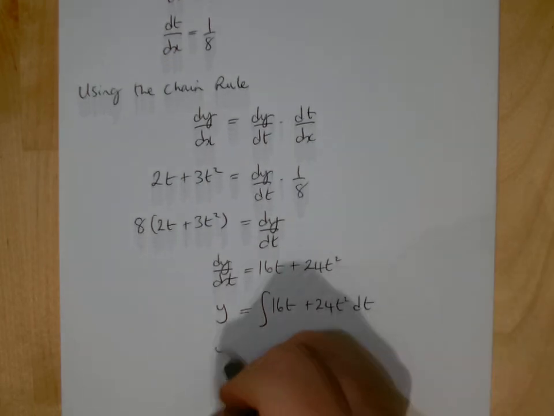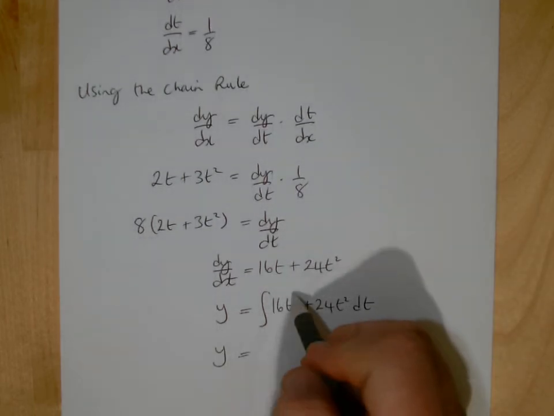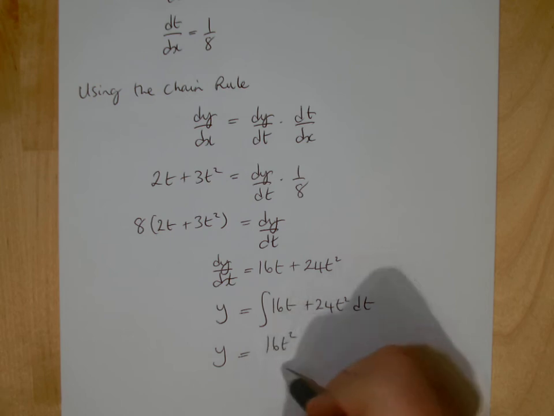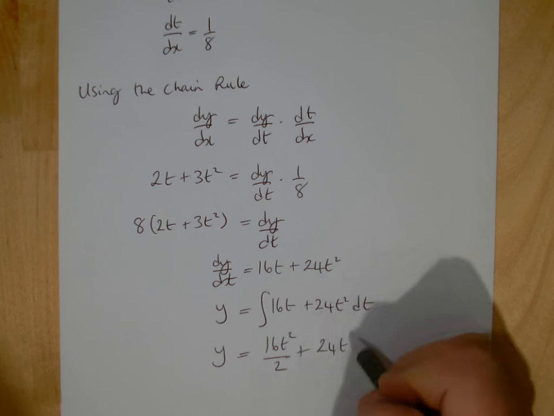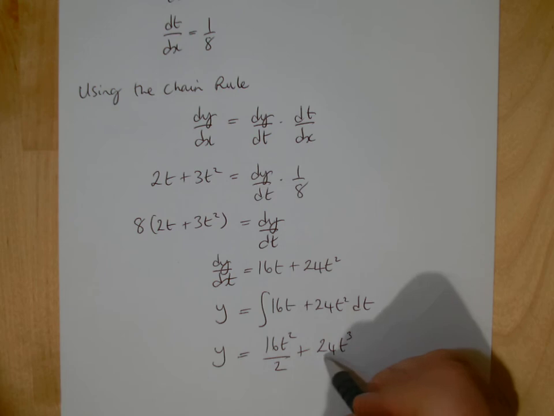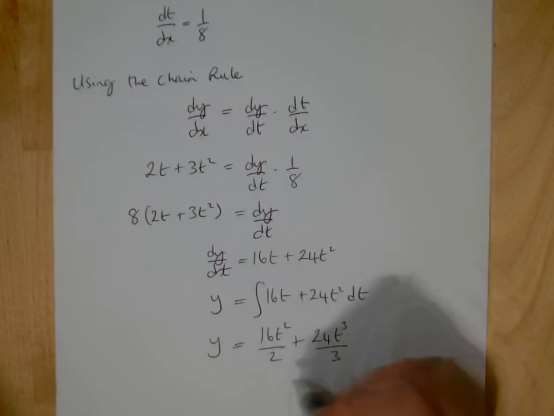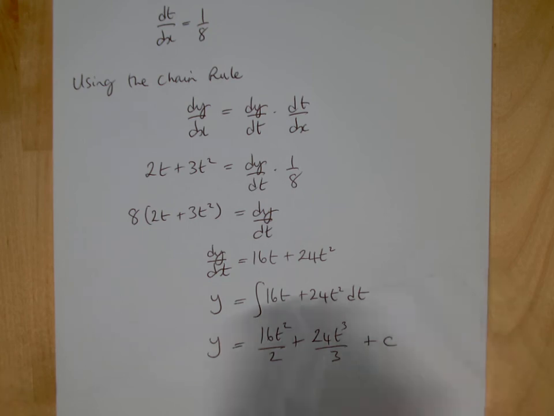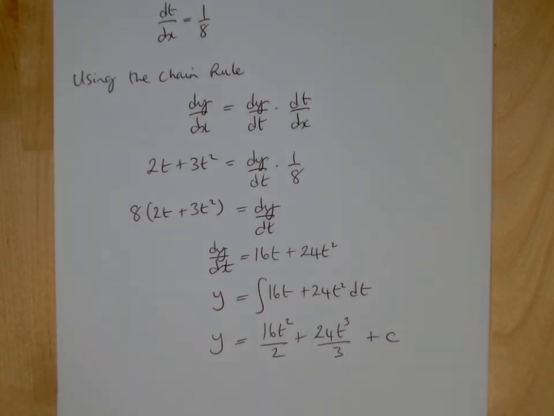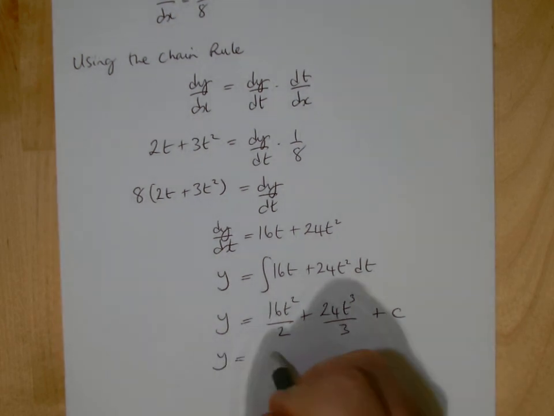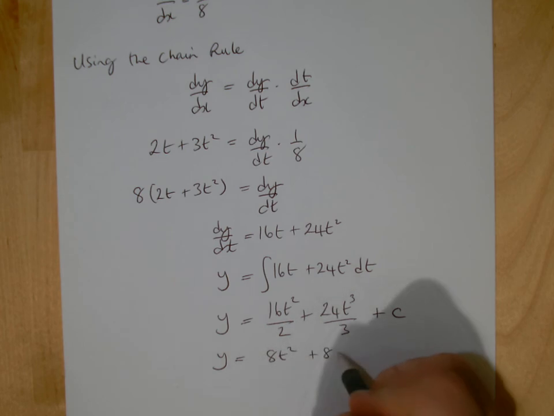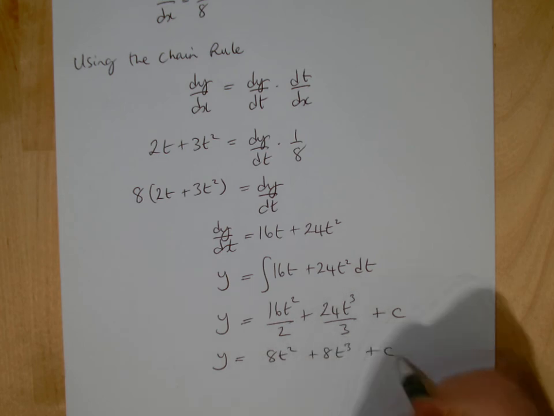And this is simple because when you integrate, you raise the power by 1, so it becomes squared, and divide by that new power, which is 2. 24t squared, well, raise that power by 1, so it becomes cubed, and divide by that new power. But don't forget, when you integrate, you need to put in a constant there. So we've got a general solution for y in terms of t. We can simplify that to be 8t squared plus 8t cubed plus c.